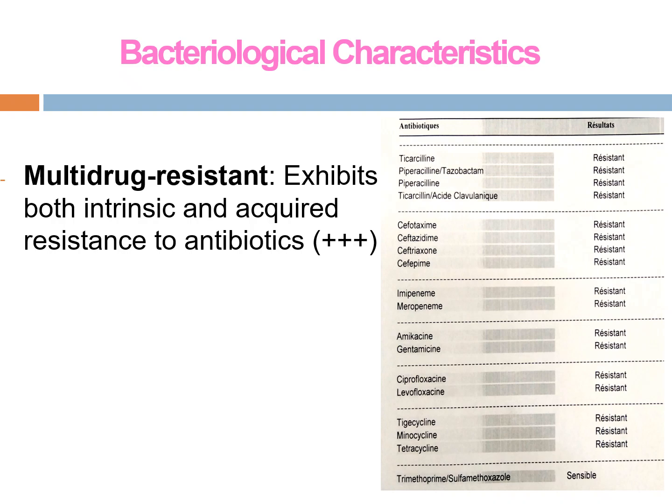But this is where the challenge begins. Antibiotics. Acinetobacter baumannii is famous for its multi-drug resistance. It possesses both natural or intrinsic resistance mechanisms, and it's very capable of acquiring new ones. This combination is what makes it such a formidable opportunistic pathogen, especially within hospitals.